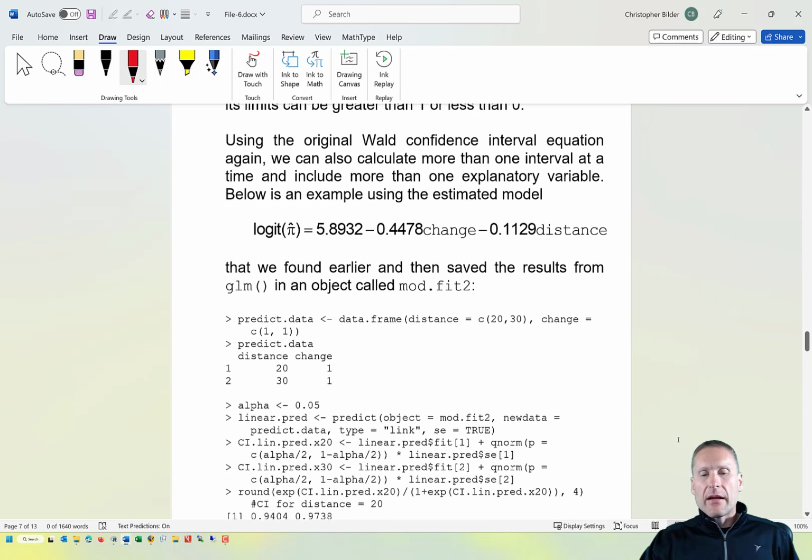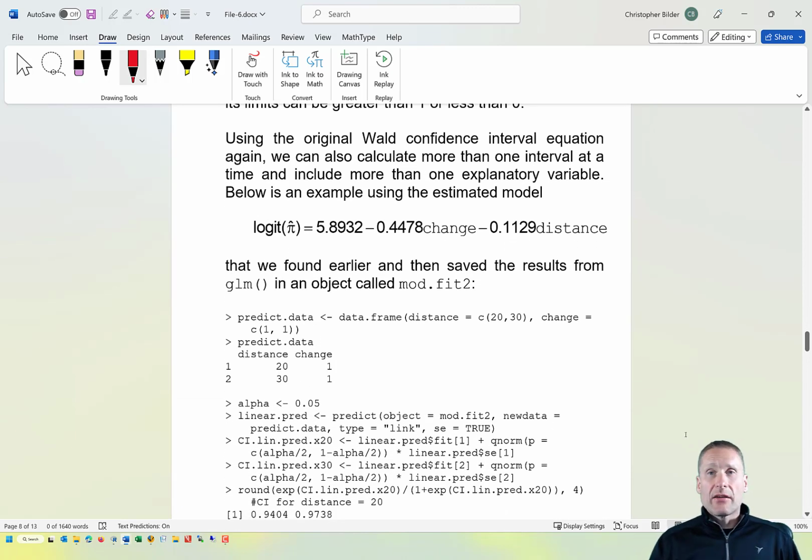Okay. Now let's say that you want to calculate a Wald confidence interval for pi involving a different model that has change and distance in it. We've seen this model before. We've estimated this model before. We had put the results into an object called mod.fit2 in the past. Also, let's say you're interested not just at a distance of 20, but maybe a distance of 30, where both times you're interested in change equal 1. So these are, let's say, lead change place kicks. Maybe they have more pressure on the place kicker. How can we do these calculations?